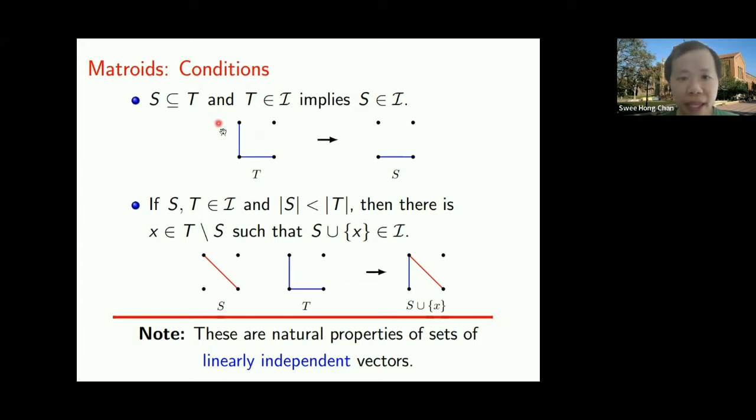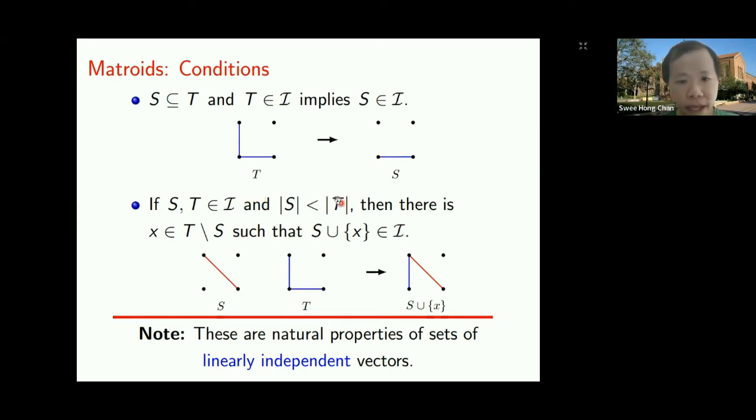Now, if I delete any one of the edges, let's say I delete this blue edge, the resulting set, which is called S, is again independent. It's again a forest, right? Because when you delete edges, if you don't have cycles in the beginning, you will never form a cycle at the end.